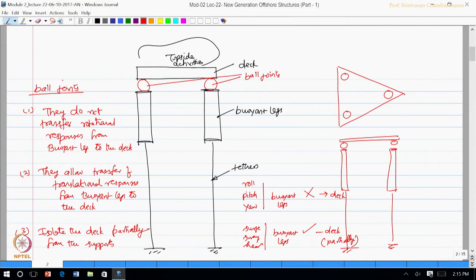So, to protect these ball joints from corrosion, as expected, the water level or the mean sea level is much below the ball joints. So, the buoyant legs have a draft value which is about 60% of their depth, which we call deep draft systems. So, this resembles a spar.